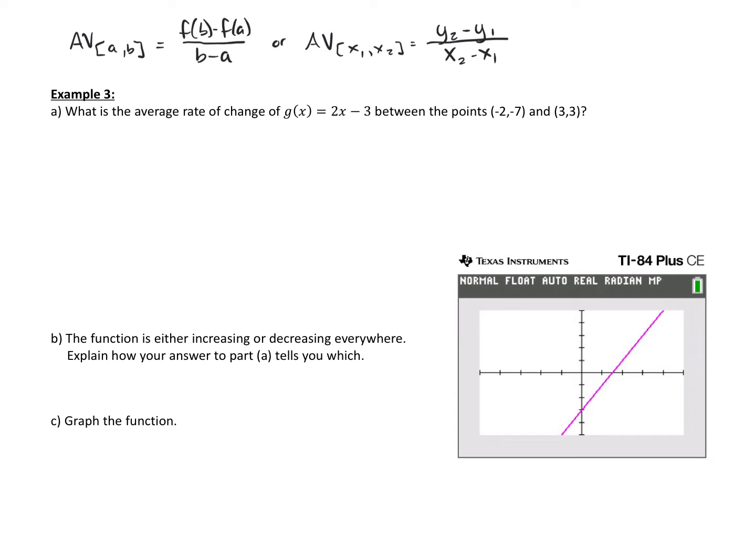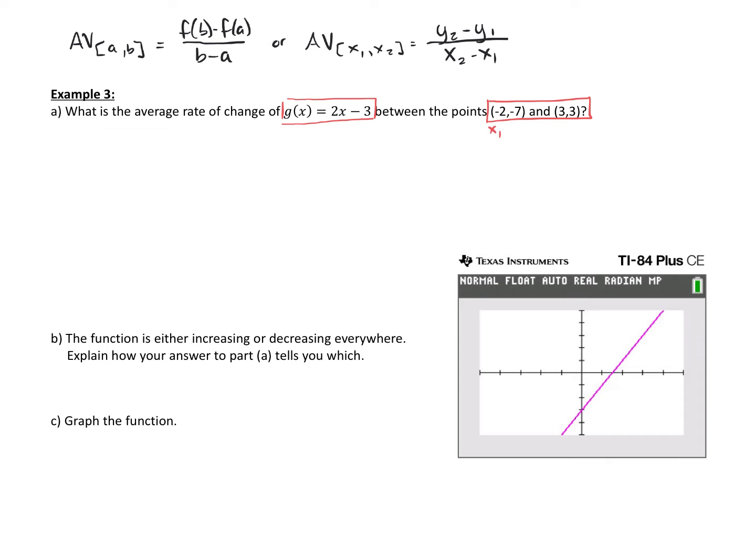In this example, we're going to also take a look at how to calculate the average rate of change. It's similar to the last example that we did, example 2, where we have a function and it's given to us as this equation. But the difference is that in this problem, notice that we already have our output values. So we have our 2 points.